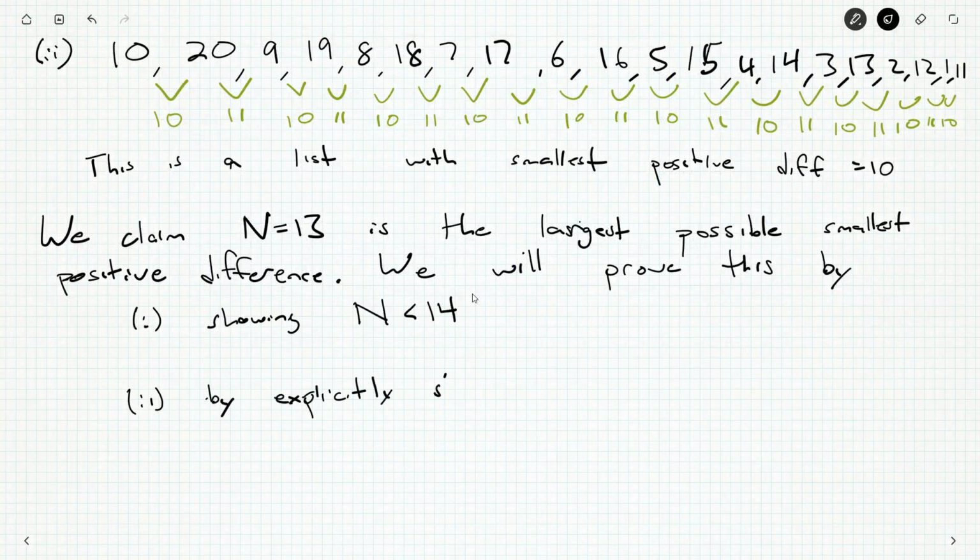By explicitly stating a list with smallest positive difference equal to 13. That would do it. That will work.